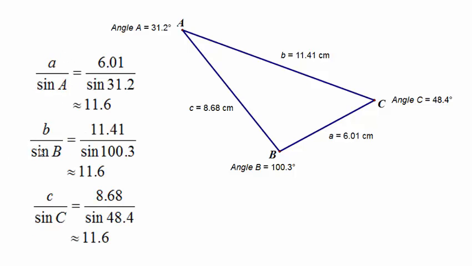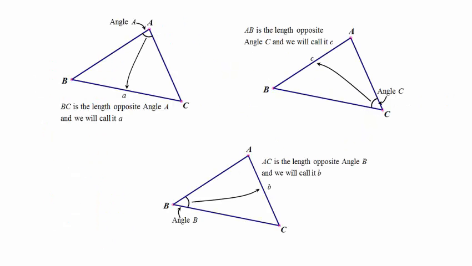Now the value of a over sine A, b over sine B, and c over sine C all will give the same value of 11.6. Okay? Now let's recap what we have learned so far.